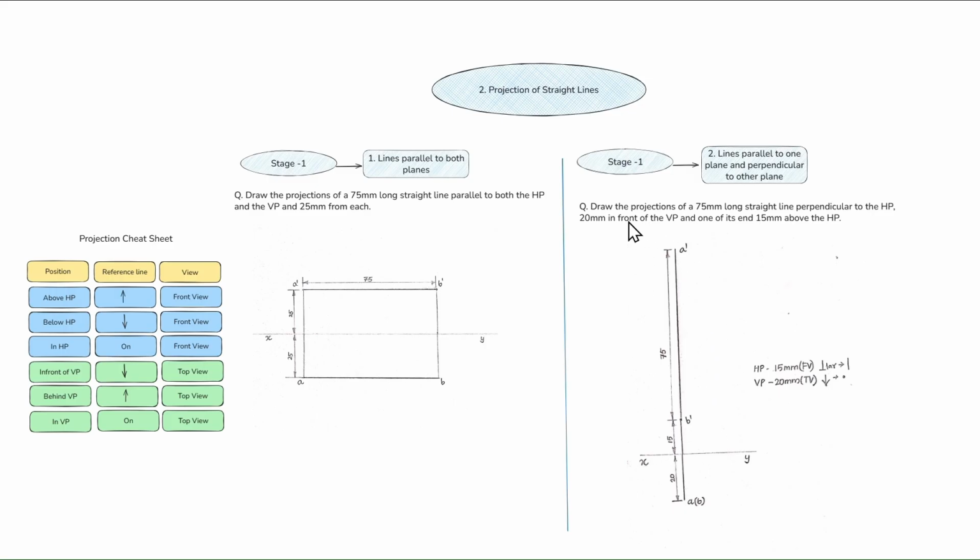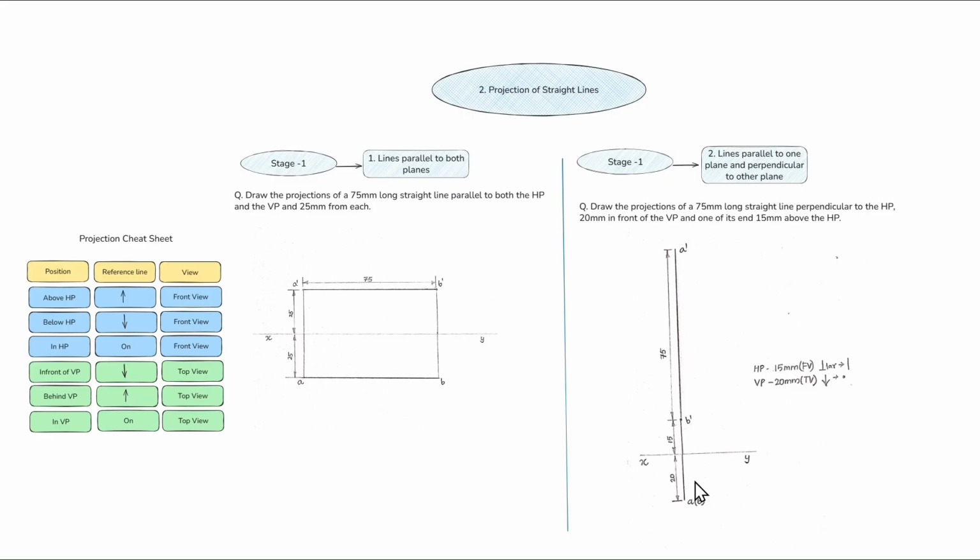And the rest of the part is 20 mm in front of VP. In front of VP, you plot that point below the reference line. That's it. So you may have this confusion.